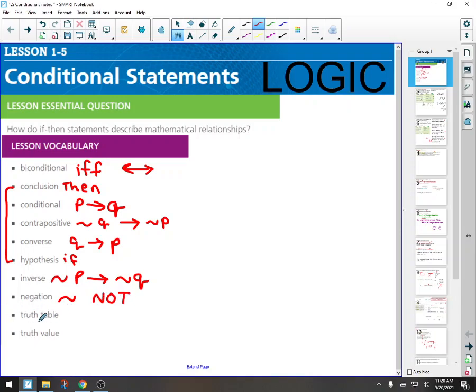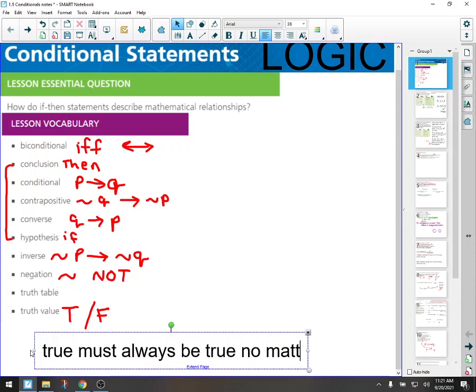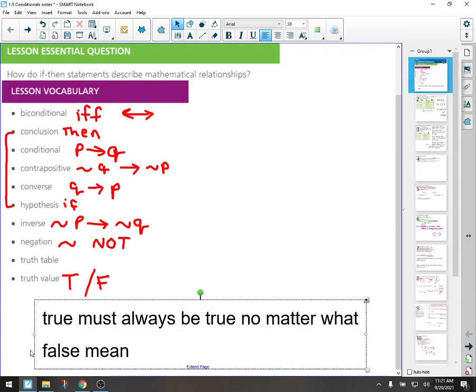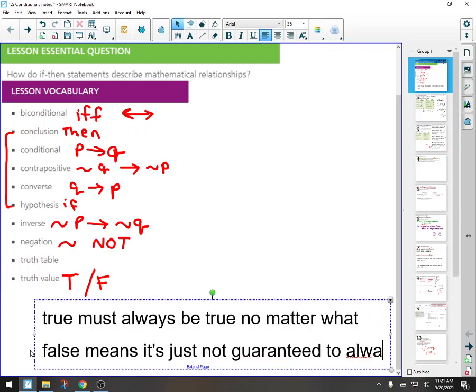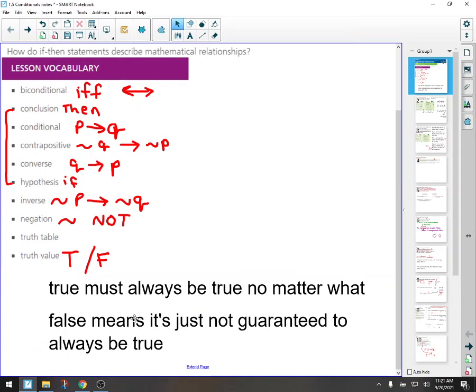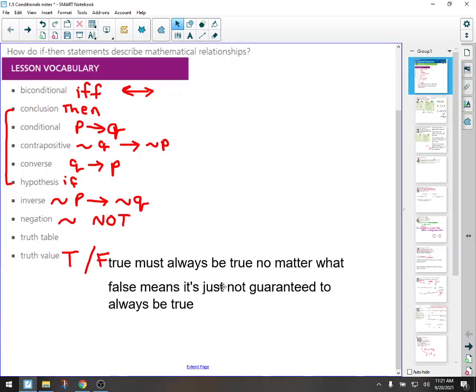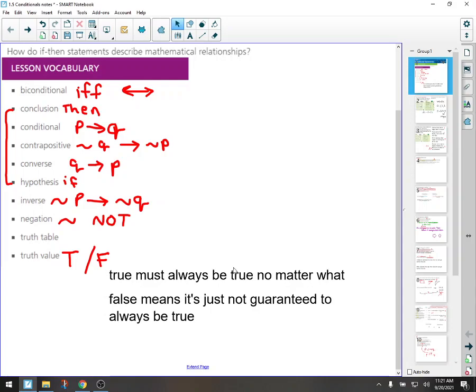So yeah, we didn't talk about a truth table today. We may talk about that. It's either true or false. Just a reminder, true must always be true no matter what. False means it's just not guaranteed to always be true. So true is really, really hard to get. False is very easy to get. True has to be true no matter what, and false is like, sometimes it's not true.